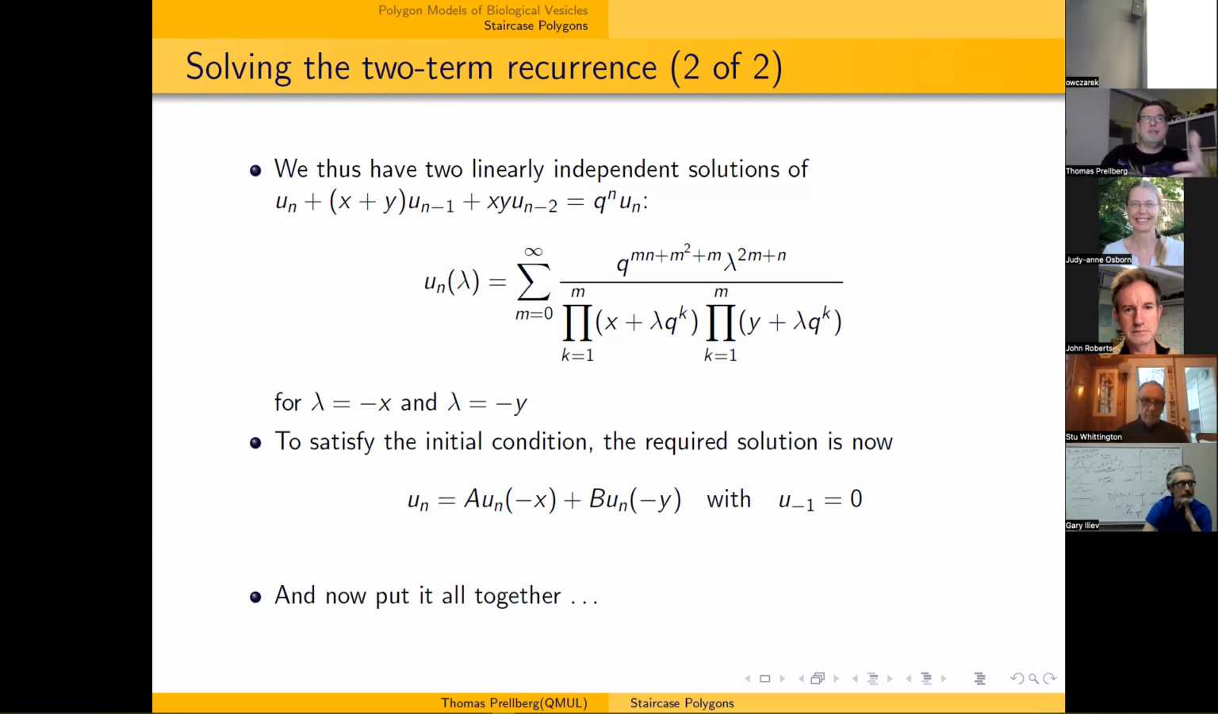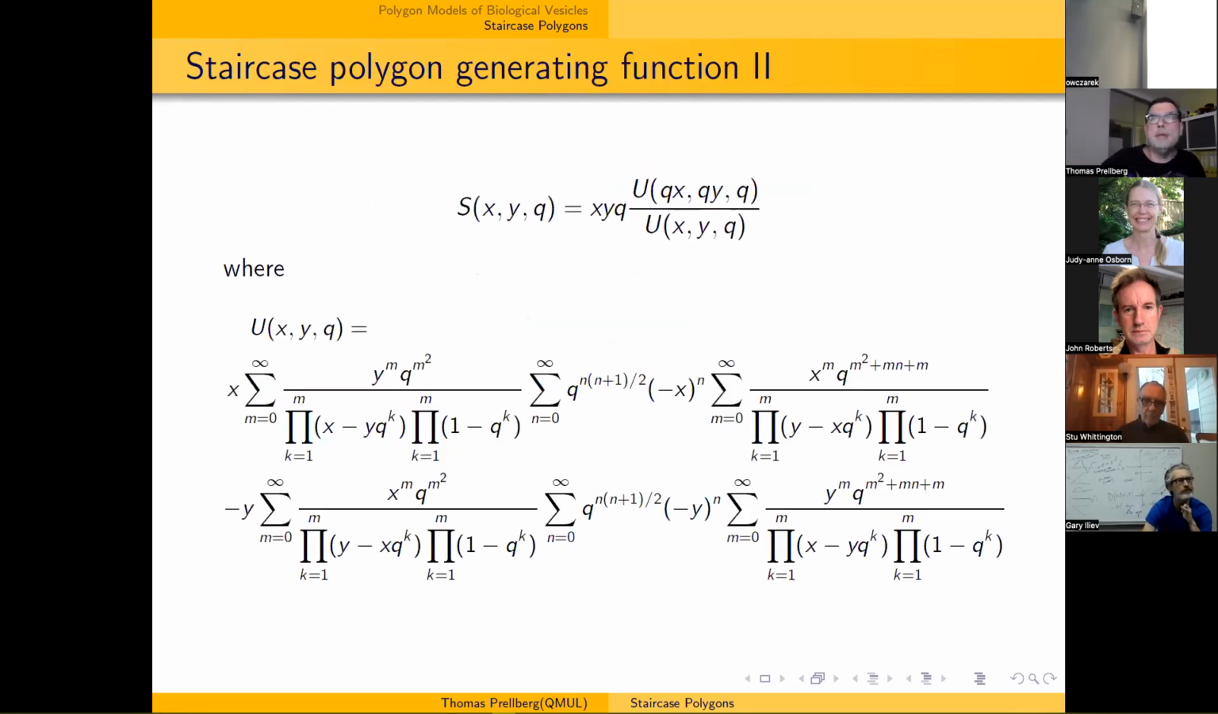Find a and b, substitute back, put it all together into the full answer, and we get a result that is as follows. S of x, y, and q, our generating function, has this structure here where u has an explicit expression of this type. It looks horrible in my mind. I mean, there is an explicit symmetry in x and y, but that's all I can say in favor of this.